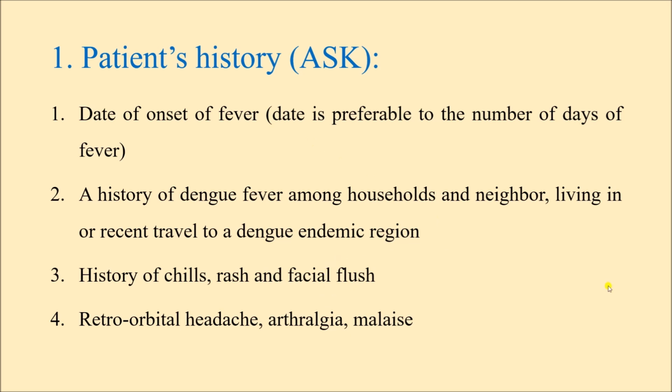Also, history of dengue fever among households. So if any other family member or anyone in the neighborhood has it, or even living in or recent travel to a dengue endemic region, if there is any travel history in such a region, all this history is also very important. Also the history of chills, rash, facial flush, etc. Retroorbital pain, arthralgia, myalgia, malaise, etc. So these are all the clinical features.